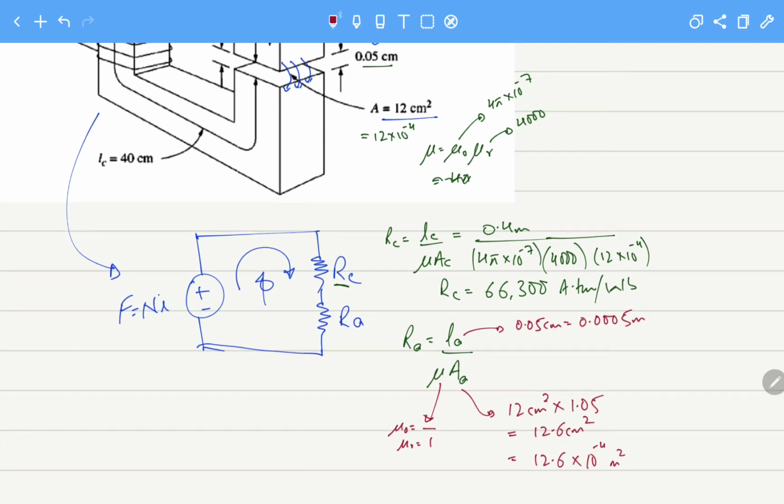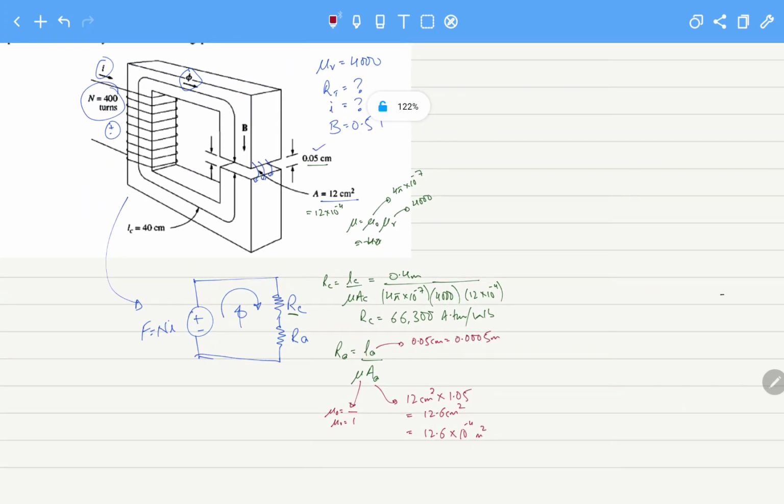Let's do it here. RA equals, yes, if you solve it. Now the important thing to note is the difference between the reluctance of the air gap and of the core. The whole core is 66,300 and a very small air gap has such a high reluctance.